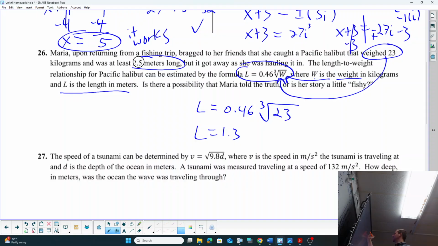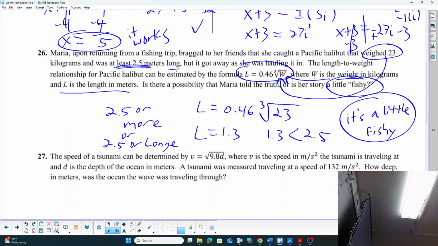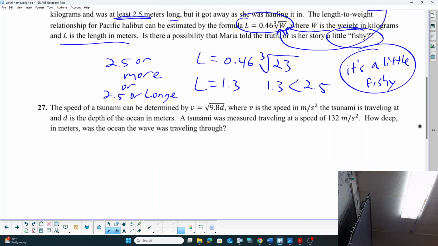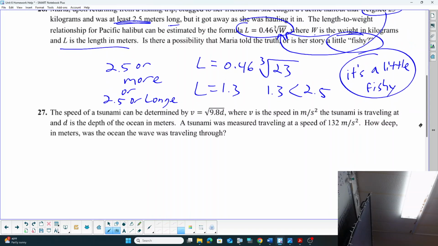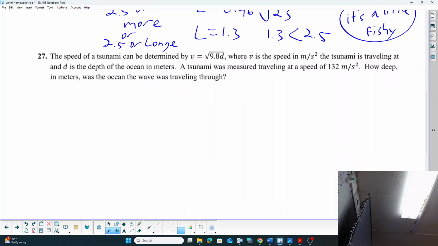What? This says at least 2.5. So that's 2.5 or more, right? Or 2.5 or longer. And since 1.3 is less than 2.5, yep, it's a little fishy. It's a little, not a big fishy. Ha, no pun intended there. It's a little fishy, right? Okay. So let's see here, beautiful. So that was 1.3, right? Yeah, 1.3.